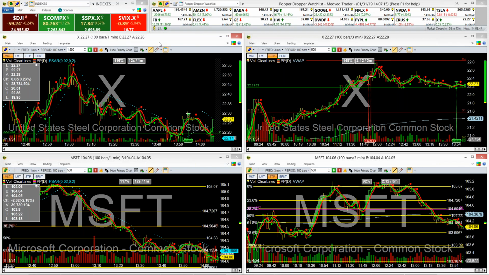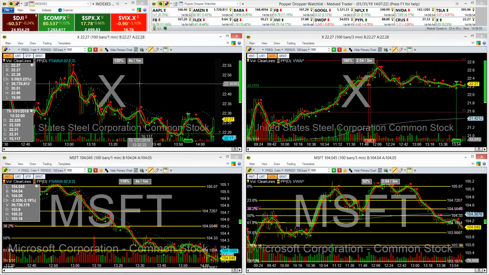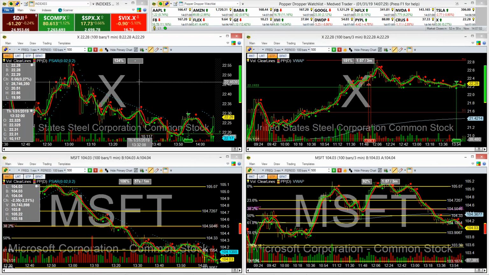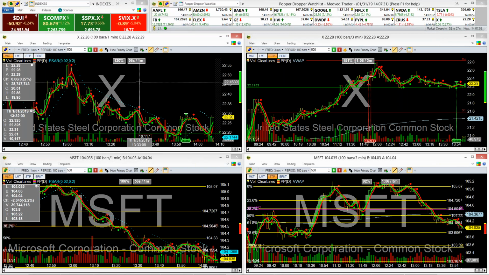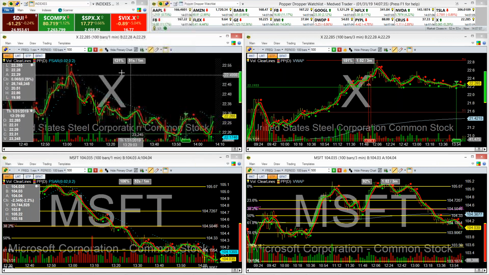So I'm going to use X as an example, and only because it's bouncing off a pivot. This is just a random example in my demo. I just want to show how to do this. Don't follow me along as a trade.